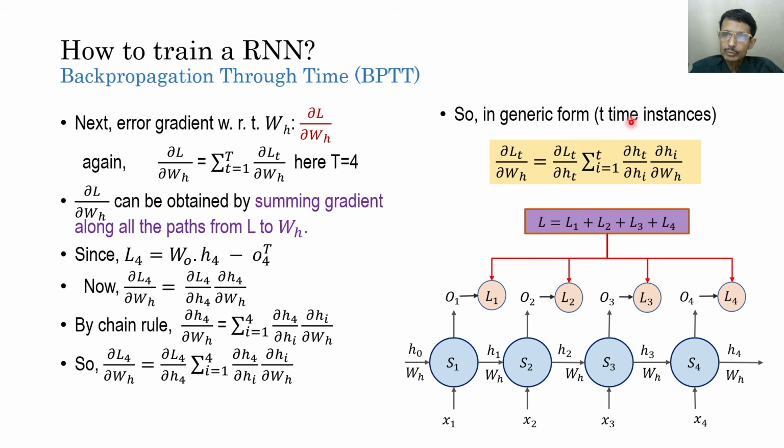So in generic form with t time steps, we can write ∂Lt/∂WH equal to ∂Lt/∂Ht, and sum over i equal to 1 to t of ∂Ht/∂Hi times ∂Hi/∂WH. That is the basic idea. So at every step we calculate this and we get these WH parameters.